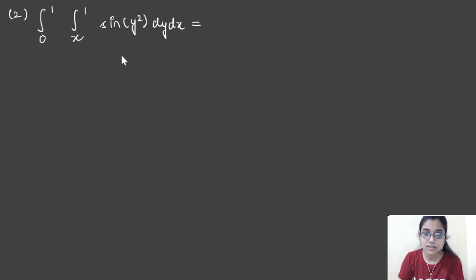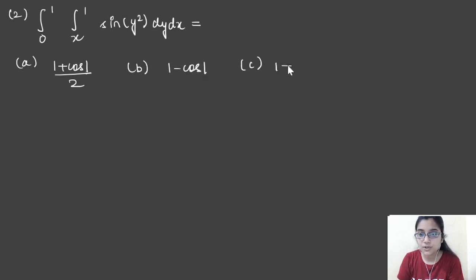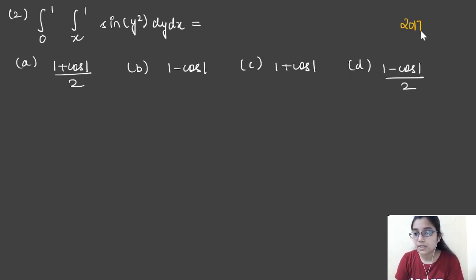Okay, so this is the question, and they have given you the options as 1 plus cos 1 by 2. Then the second option is 1 minus cos 1. Third option is 1 plus cos 1, and this is 1 minus cos 1 by 2. And this question is from the IIT-JAM question paper of 2018. Okay, and obviously this is an MCQ question, so it will be of 1 mark.